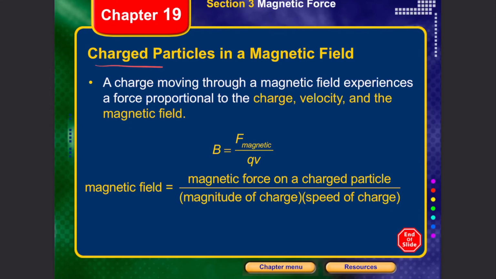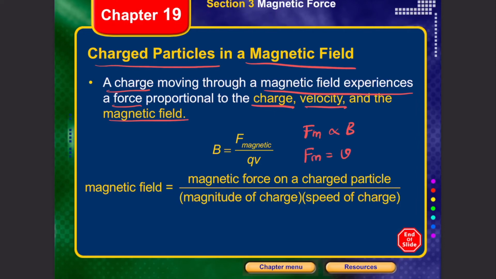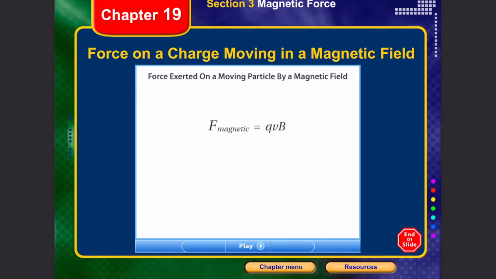Let's talk about charged particles. What happens when a charged particle moves in a magnetic field? When a charge moves through a magnetic field and experiences a force, that force is proportional to the charge, the velocity, and the magnetic field. Combining all of them, you get Fm equals BQV, and B can be written as F by QV. So this is the formula for the magnetic field, or F magnetic equals QVB.